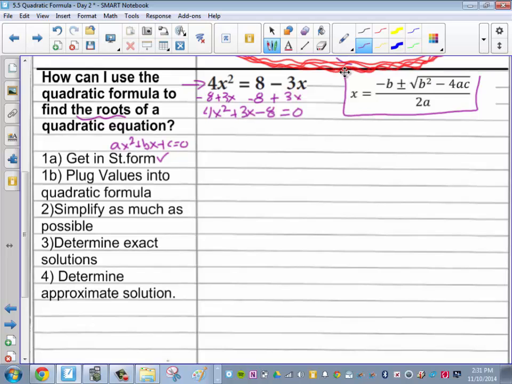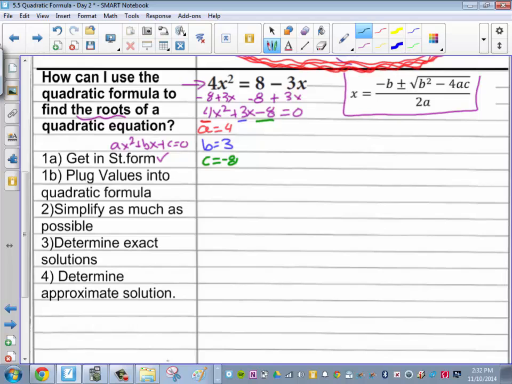Plug values in the quadratic formula. What values are they talking about? Well, they plug in the a, the b, and the c. Let's just refresh. We did this a while ago. The a in this situation is equal to the 4 right there. The b is equal to the 3 right here. And the c is equal to the negative 8 right here. Okay, so we're going to plug those values into this formula right here.